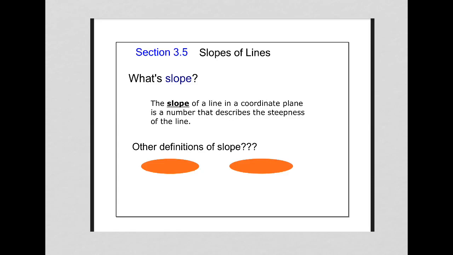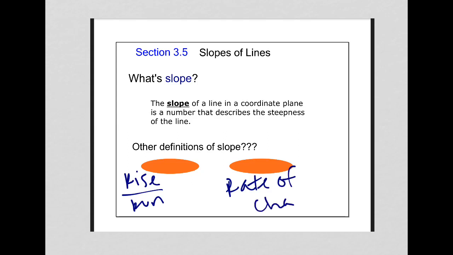So what is a slope? Well, the definition is the slope of a line in a coordinate plane is a number that describes the steepness of a line. So other definitions of slope that you may have used might be rise over run, or rate of change can also describe that.